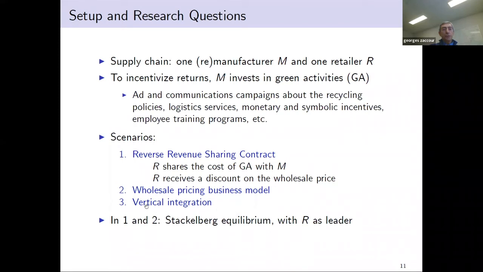The other 2 models are standard one. One is the wholesale pricing business model. It means that the manufacturer set the wholesale price and the retailer the retail price. However, the story I will be telling here is a little bit different. And we have the case of vertical integration simply as a benchmark to compare how good are we doing with this RRSC contract. In the 2 first models, I will be assuming that we will be considering a Stackelberg equilibrium where the retailer is the leader.